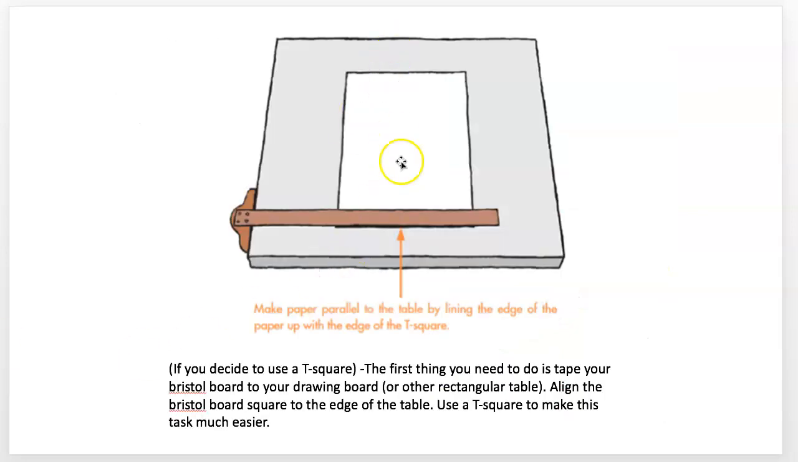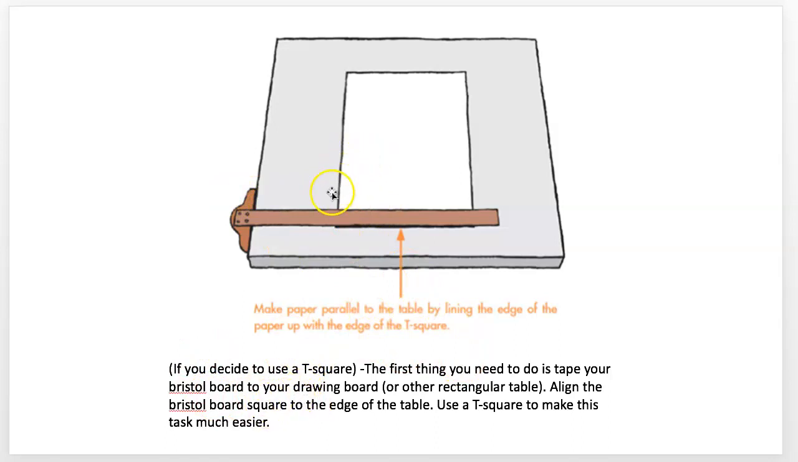You lay down the paper, and if you're using a drawing board, you want it to be square and parallel, and oftentimes it's good to tape it down. So do it if you're using a T-square. You get it like that, taped down and square. You make sure it's working.